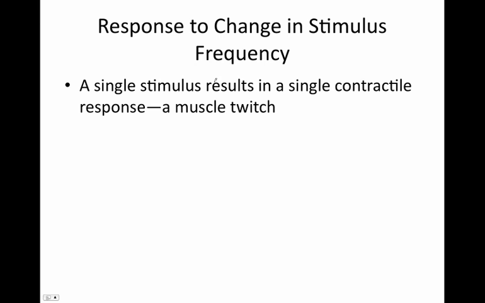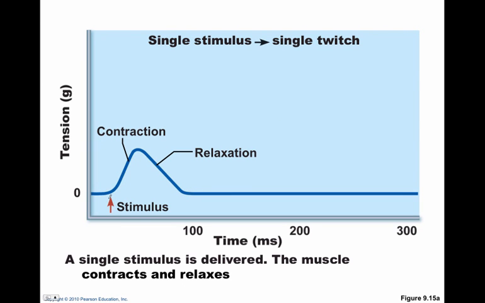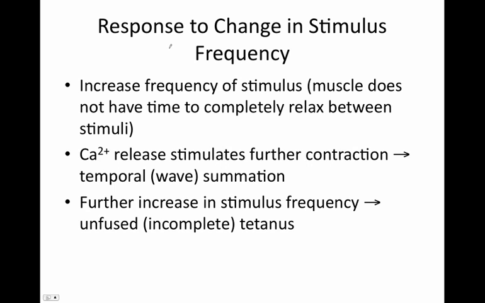Within this, we would say that a single stimulus results in a single contractile response, which we just looked at as a muscle twitch. Another look at that: we have a stimulus come in, typically like an action potential, and then we have a contraction, followed by a relaxation, and that's what we just looked at in the twitch section.